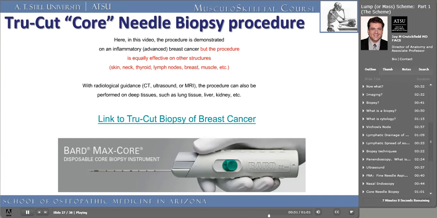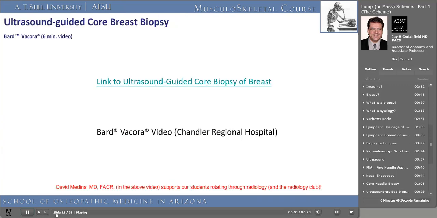Despite the image here, I'm not endorsing BARD, but I would like you to click on the link provided to view a core needle biopsy of a suspected breast nodule. Here's a 6-minute video demonstrating an ultrasound-guided core biopsy of breast tissue. Again, note that while breast is not considered part of the musculoskeletal system, it is a good source to demonstrate and learn FNA, core biopsy, incisional or excisional biopsy techniques on. Next year, as part of the GU system, a separate presentation is given specific for breast biopsy techniques.